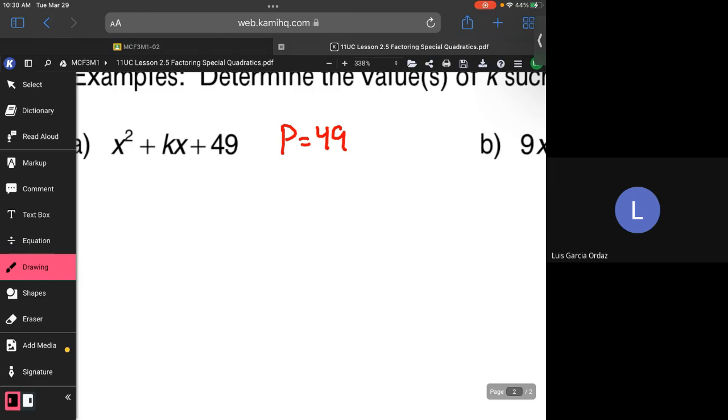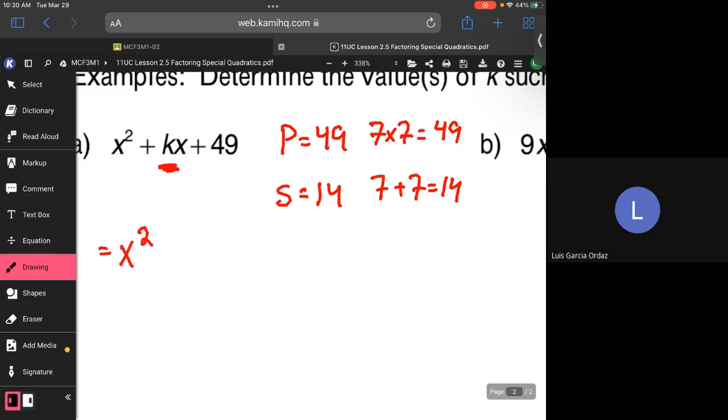So what are the only two numbers that multiplied together give me 49? 7 times 7 is equal to 49, which means my sum has to be what? Right, because 7 plus 7 is equal to 14. So what has to go in for k then? 14. So x squared plus 14x plus 49.